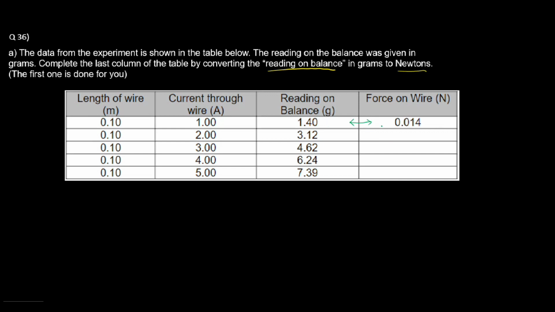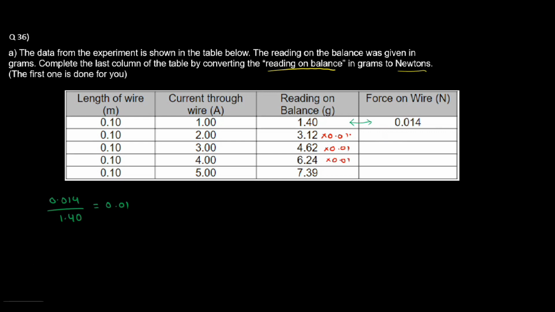And how do we compare them? We can just divide the two numbers here to find the multiplier. So I will divide my 0.014 with 1.40 to find the multiplier with which I will multiply each of the quantity. And when you do that, you get the number 0.01. So if I multiply each term in the reading on balance with 0.01, I will get the force in Newton.